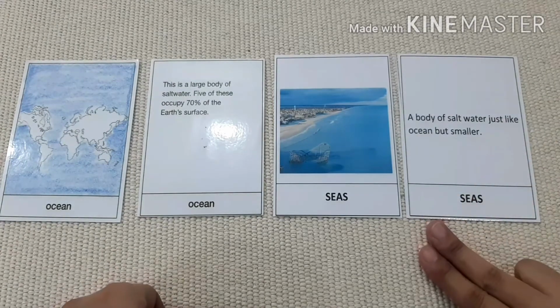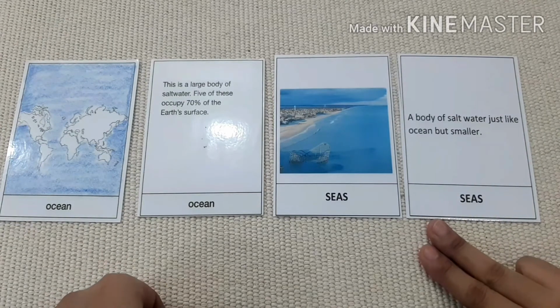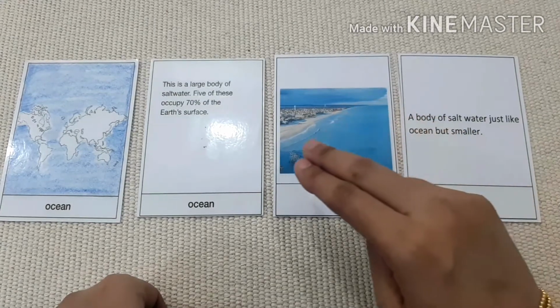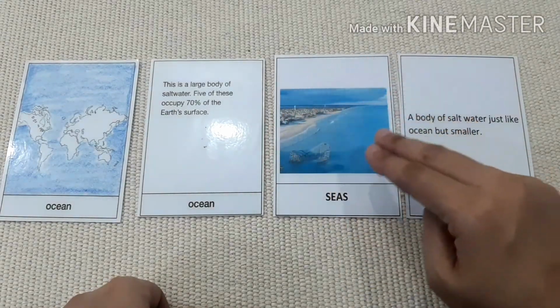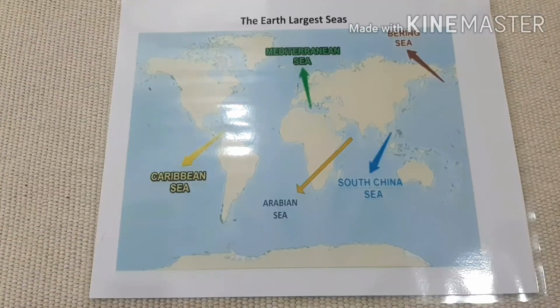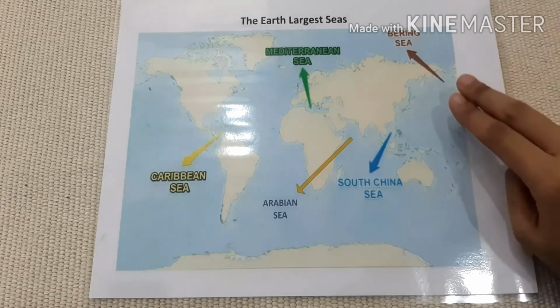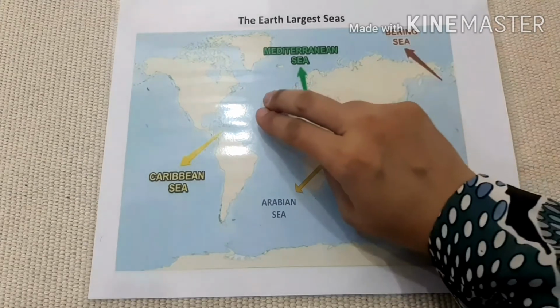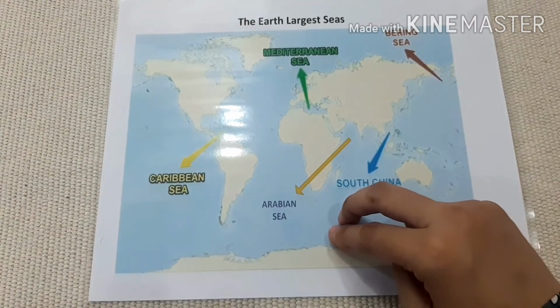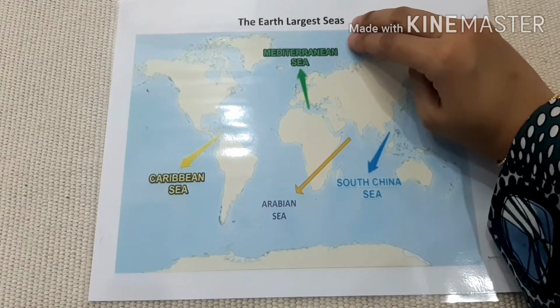And seas, it's also salt water, just like an ocean, but smaller. And usually, seas are covered and surrounded by land. Let's review back to the 5 oceans: Pacific Ocean, Atlantic Ocean, Indian Ocean, Southern Ocean, and Arctic Ocean.